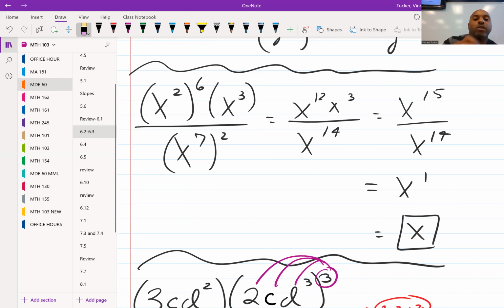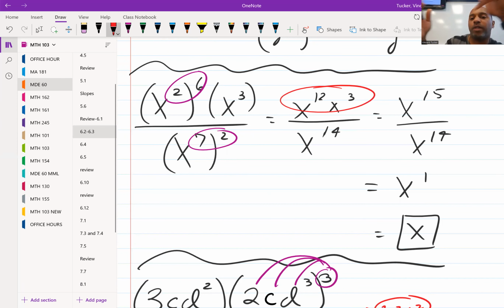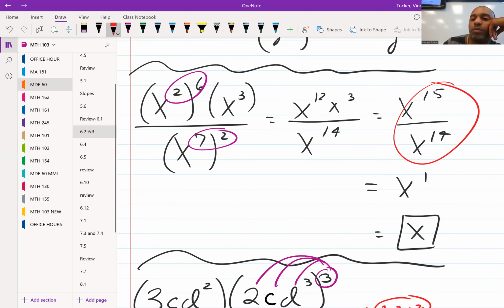All right. So power to a power, we're going to multiply. So 2 times 6 is 12. On the bottom, 7 times 2 is 14. Then up top, we can add these together because we're multiplying your bases, so you add your exponents. So 12 plus 3 is 15. And now, because we're dividing, we subtract. 15 minus 14 is 1. And that'll be x. x to the first power is just x.